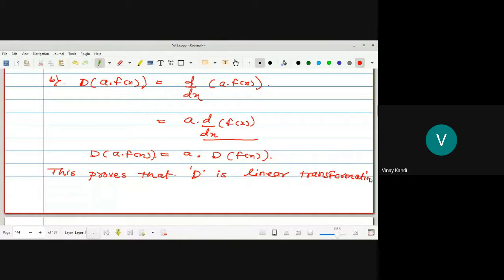Here D is called the differential operator. Now, in the third example, the second part.